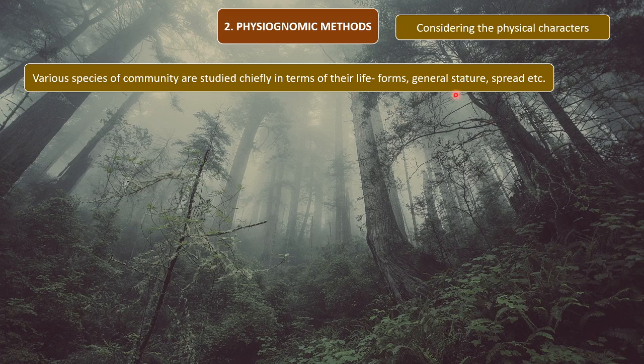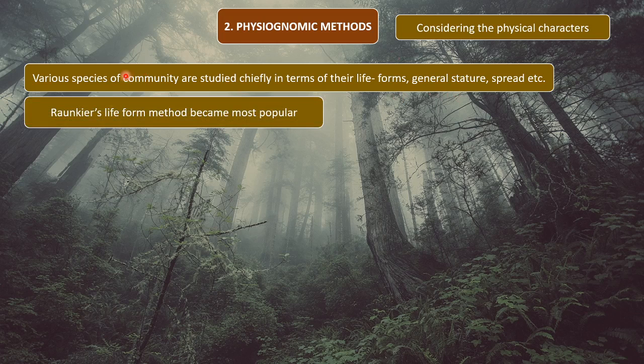So all these terms and parameters are considered in physiognomic methods. In the physiognomic method, the most popular method that is used is Raunkiaer's life form method. I hope everyone already knows Raunkiaer's life form method, because I explained it in the previous lecture. If you are not clear with this, you may go back to that video and clear your concept regarding Raunkiaer's life form.